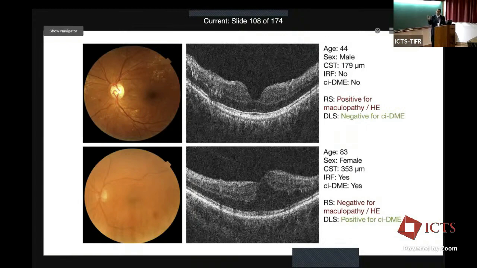On the other hand, more interesting is the lower image, which looks totally featureless. I don't see any features of diabetic retinopathy, but on OCT, you see this central swelling, and the deep learning algorithm said that this person has center-involving DME. I think this is one.